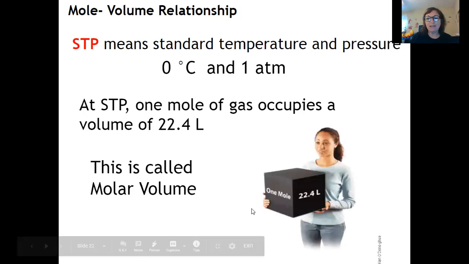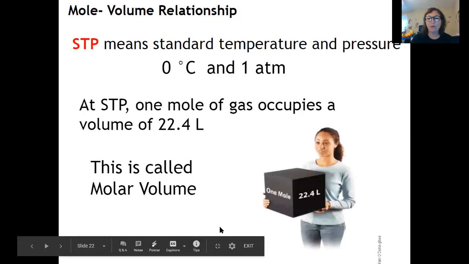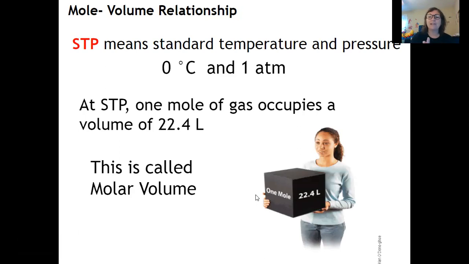And we had this box in the classroom. Unfortunately, I don't have it here with me, but that's 22.4 liters. And if I had 1 mole of any gas, it would take up that much space. Okay, so let me show you this.